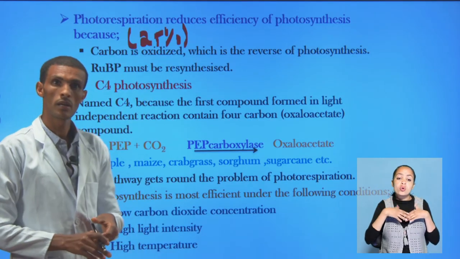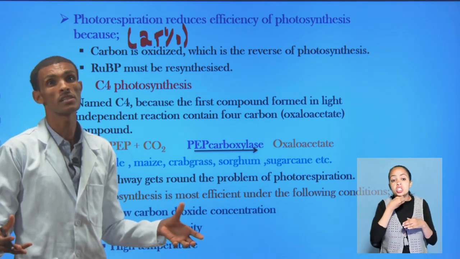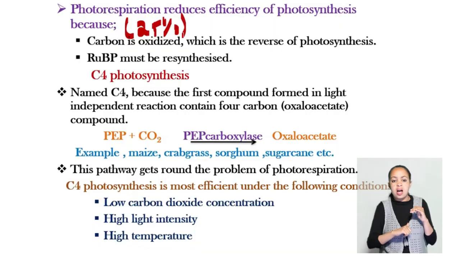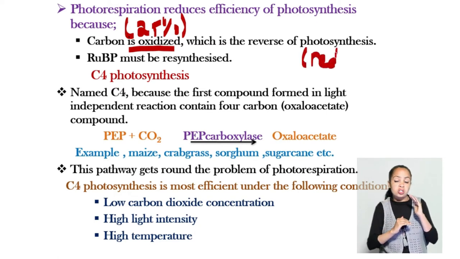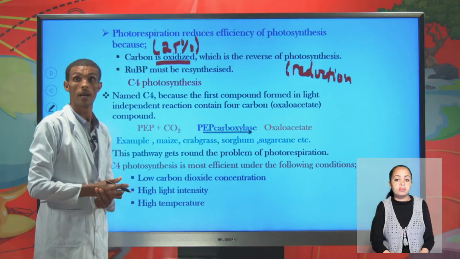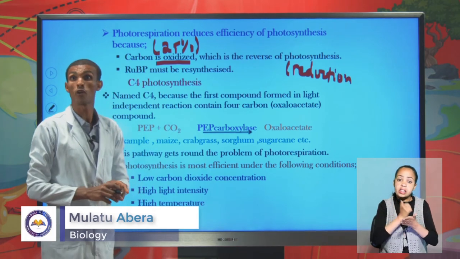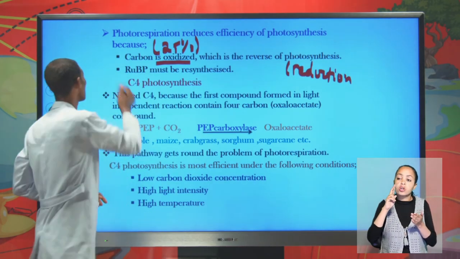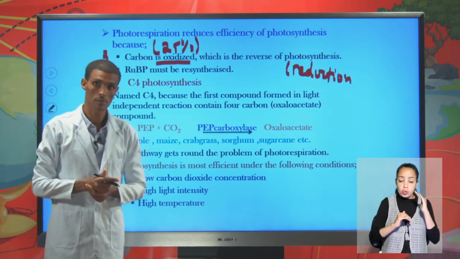Photorespiration, by the way, is when a certain compound reacts with oxygen. It doesn't mean that it is a reduction reaction. Rather, it is considered an oxidation reaction, which is the reverse of photosynthesis. Photosynthesis is a reduction reaction. Another reason is the resynthesis of ribulose bisphosphate from phosphoglycolate here. By these two main reactions, photorespiration reduces the efficiency of photosynthesis.